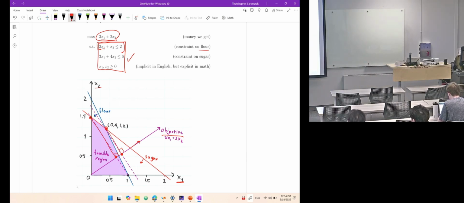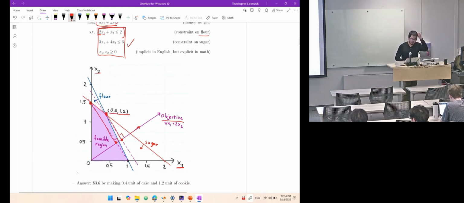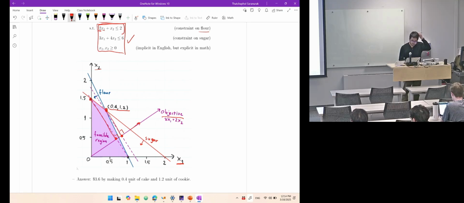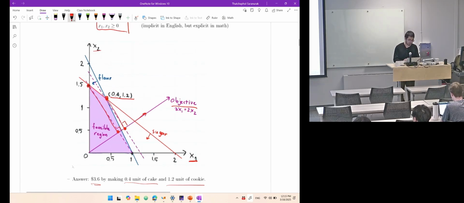So I hope you see this geometrically, that a linear program you can view in a geometric way. It has some feasible region and some objective direction, and you want to find the point in the feasible region that goes as far as possible in the objective direction. In this case, the best way is to make this much cake, this much cookie, and you get $3.6. Okay, so just some example.